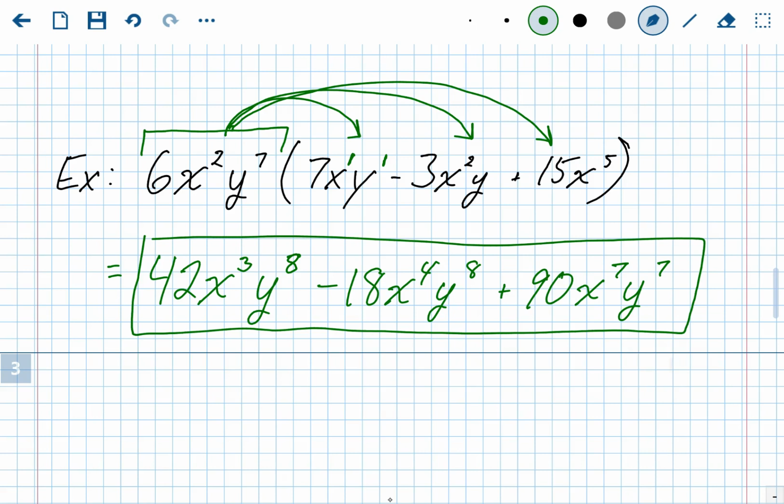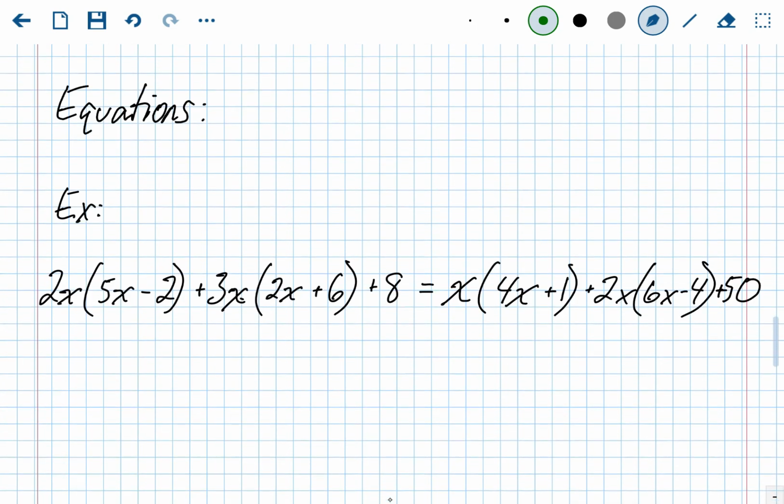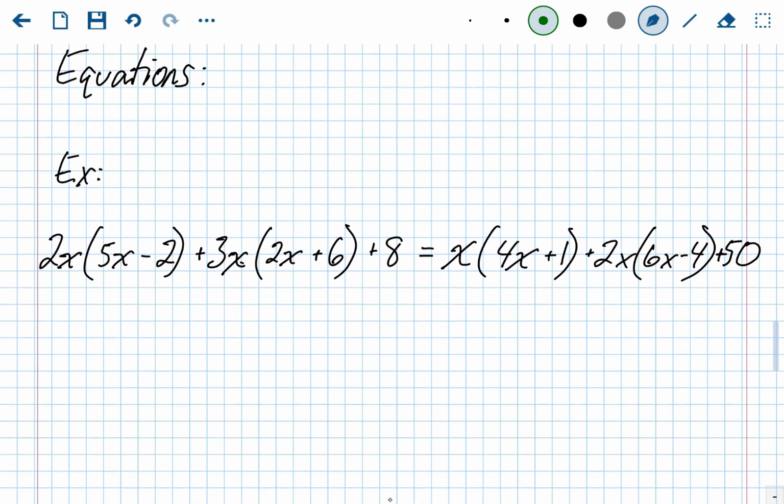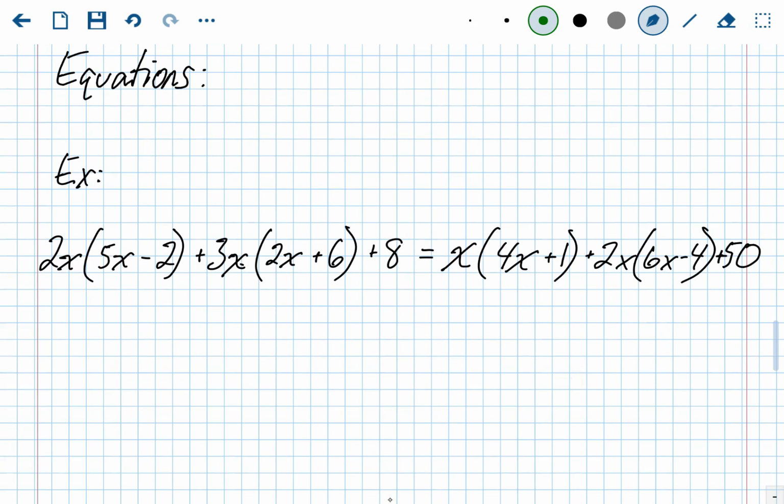None of these problems had equal signs. But these properties can be used to solve equations as well if there is an equal sign. So I'll give you a second to write this down, or you can pause it and write it down. This one's long. But it is just a bunch of simplifying. Okay. So we got some monomials times binomials. We have some constants in there. And we're going to see what happens. And notice that there is an equal sign in the middle.